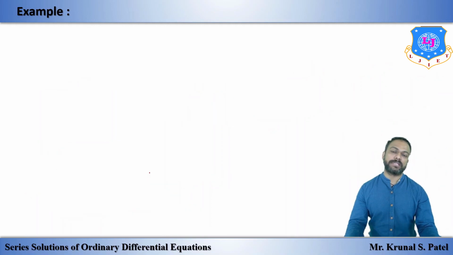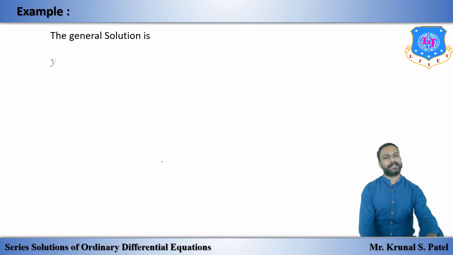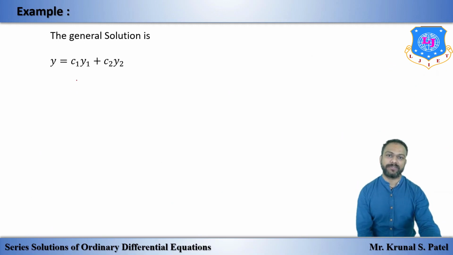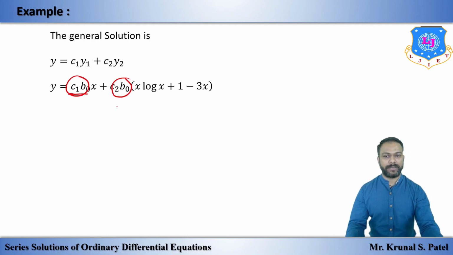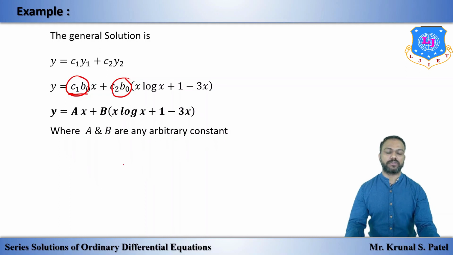After the first solution and second solution, we have the same concept: the general solution y is equal to c1 y1 plus c2 y2. So this is our solution. We will consider this capital A and this capital B. This is our general solution. Okay, and we can say that A is this and B is this.